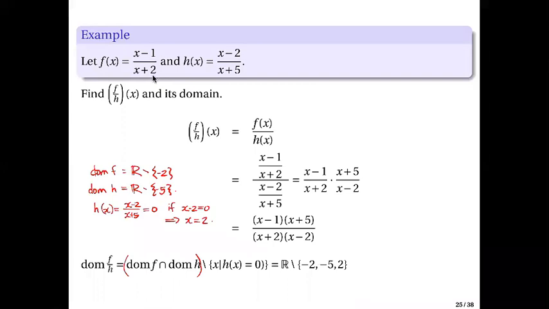And you solve that: x plus 2 equals 0, x equals -2. So you remove it. Similar to this, your h of x is a rational expression. Start with the set of real numbers. That's why you have R here. And then you choose all the numbers that will make the denominator 0, and you remove it. So x plus 5 equals 0, or x equals -5. So you remove -5.